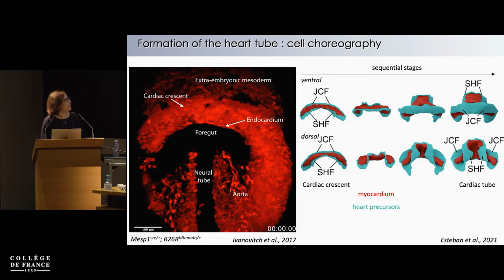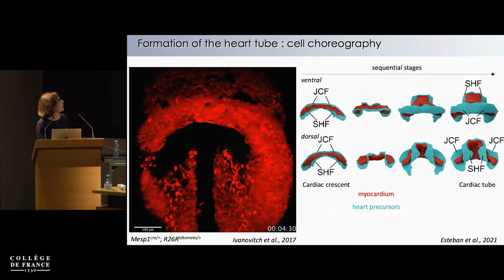In vivo, the way the heart tube forms has a very precise choreography, which has been reconstructed in Spain by the lab of Miguel Torres, who has been interested in understanding the transition from the cardiac crescent to the heart tube. So in red, you see the cardiomyocytes, and in blue, you see the precursor cells from the heart field. So in the crescent, you will initially see that there is a bulging, which will elongate into a tube, and this is now the dorsal view. The tube is initially formed ventrally and will close progressively dorsally.